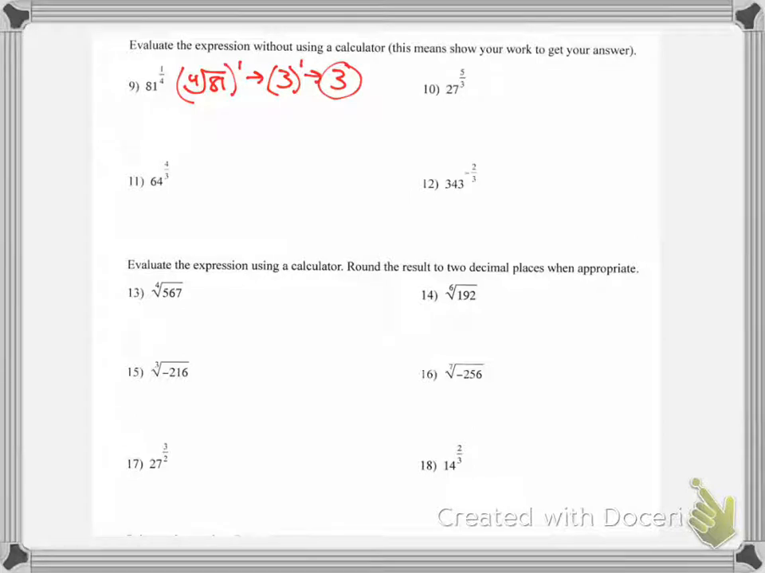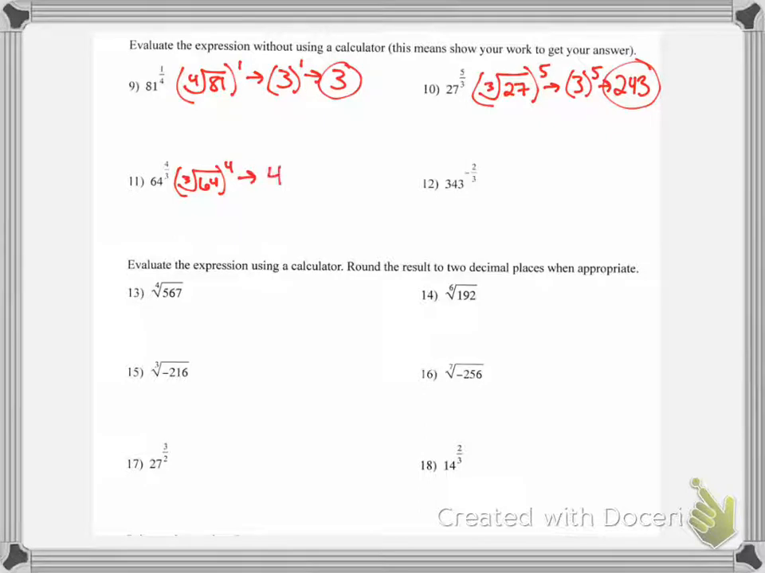Do the same thing in number 10. So 27 to the 5/3, I can rewrite as the 3rd root of 27 to the 5th power. The 3rd root of 27 is 3, and you take that to the 5th power, it comes out to 243. Number 11, 64 to the 4/3 power. That means that is the 3rd root of 64 to the 4th power. Cube root of 64 is 4. You take that to the 4th power, you get 256.